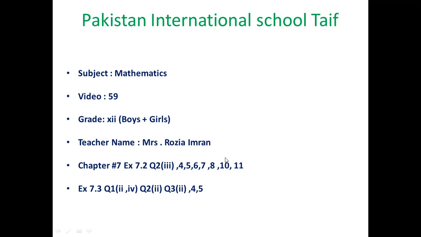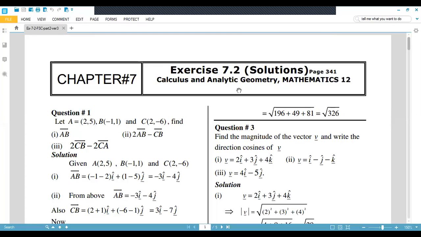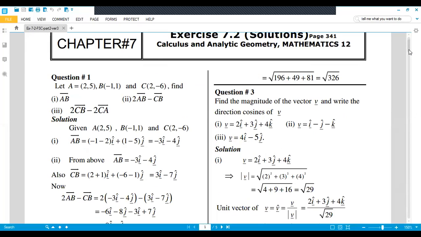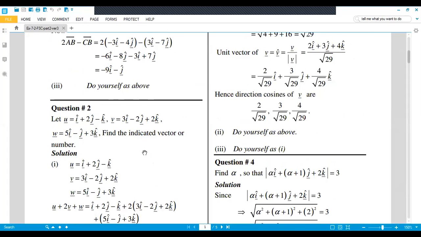So come to exercise 7.2. Question number 1 is: let A is (2, 5), B is (-1, 1) and C is (2, -6). Find these parts. But this question number 1 is not included in your syllabus according to the reduced syllabus. So we will do question number 2.